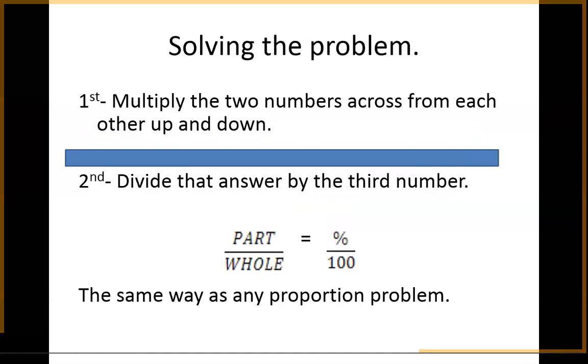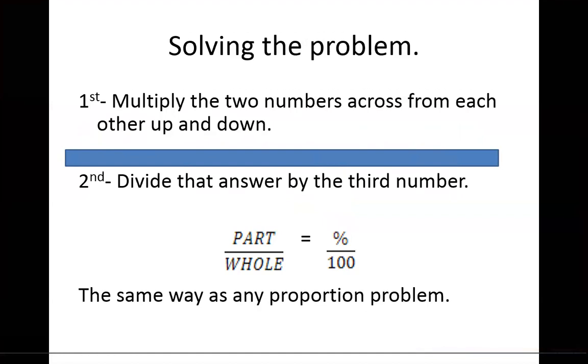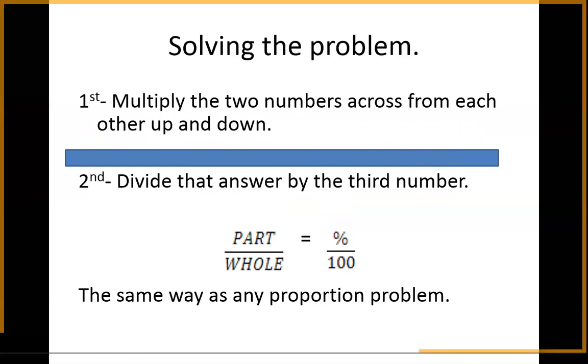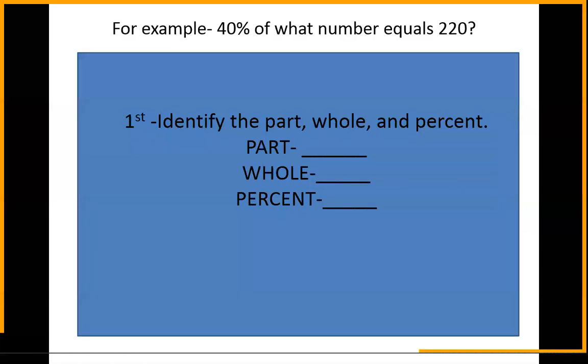Now, solving the problem, you're going to multiply the two numbers across from each other, up and down, and then you're going to divide that answer by the third number that you haven't used yet. That's the same way you always solve any proportion problem. Or if you prefer, you can do it algebraically, which you'll wind up doing the same thing. So first step, identify the part, the whole, and the percent.